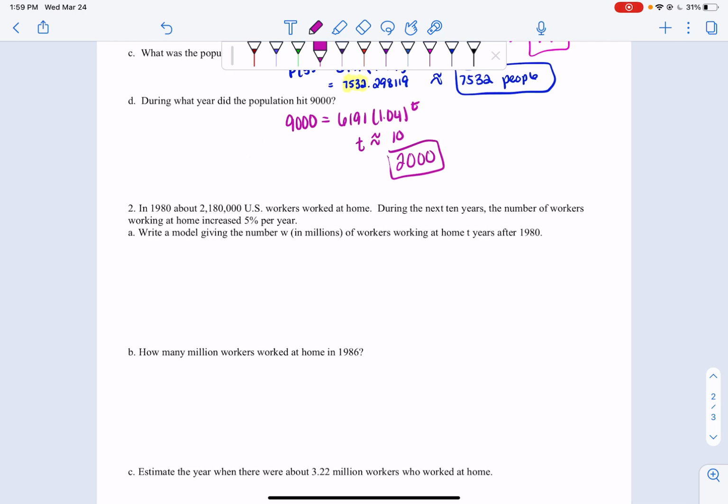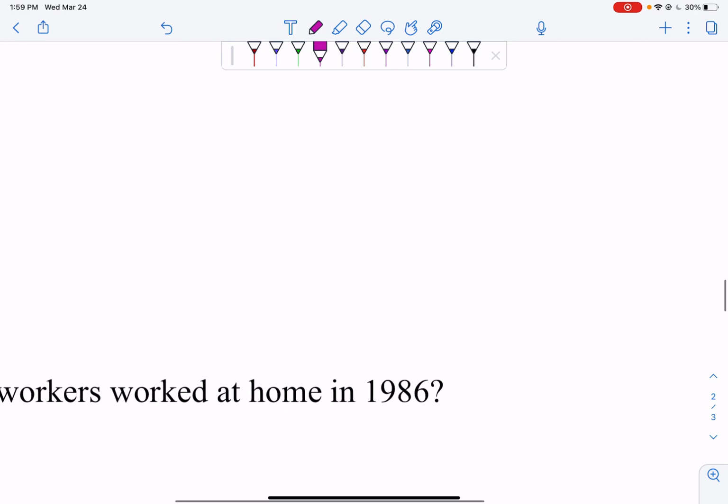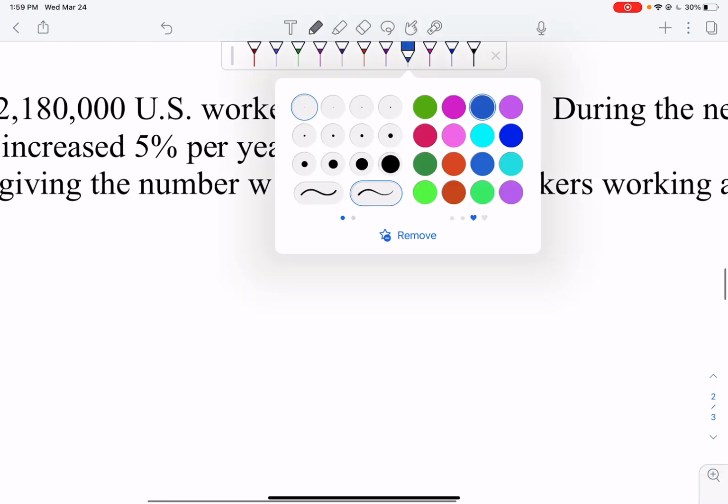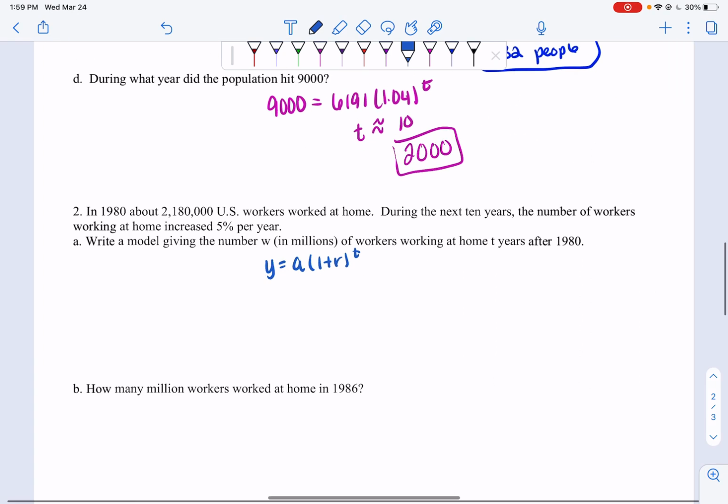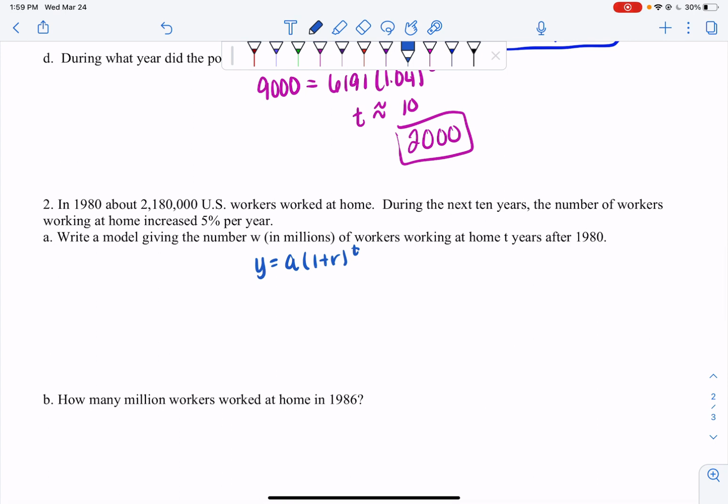In 1980, about 2,180,000 U.S. workers worked at home. During the next 10 years, the number of workers working at home increased 5% per year. Write a model giving W in millions of workers working at home t years after 1980. So when we look at this example, the first thing we want to do is rewrite our equation. So we're going to write y equals a times 1 plus r to the t. And if I look, I want to find out what my initial amount is. So my initial amount is 2,180,000.